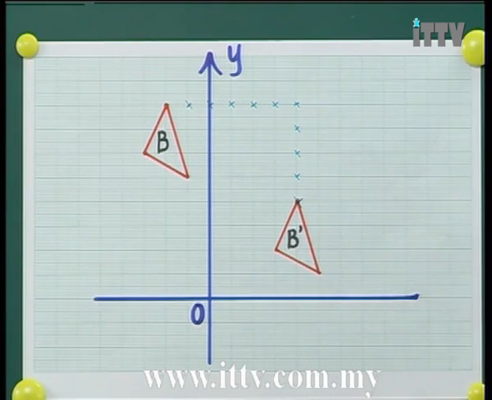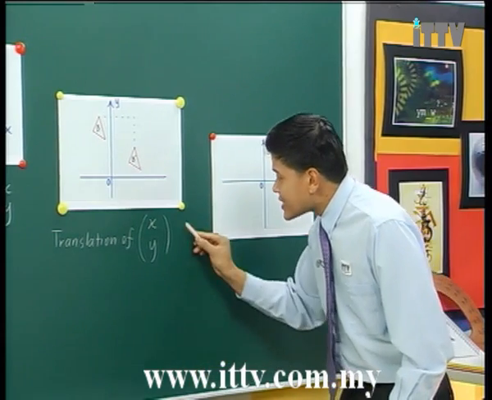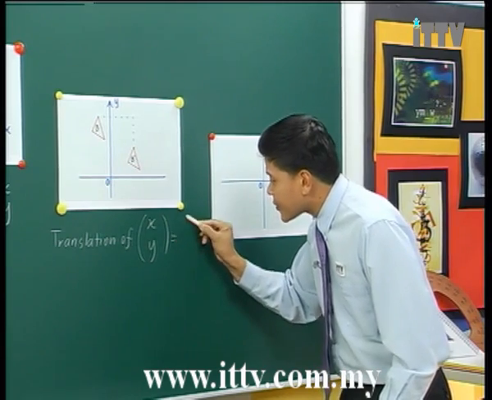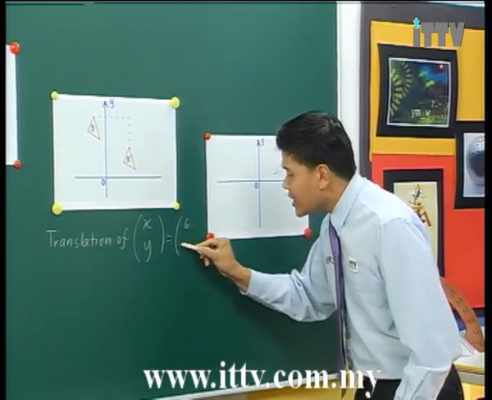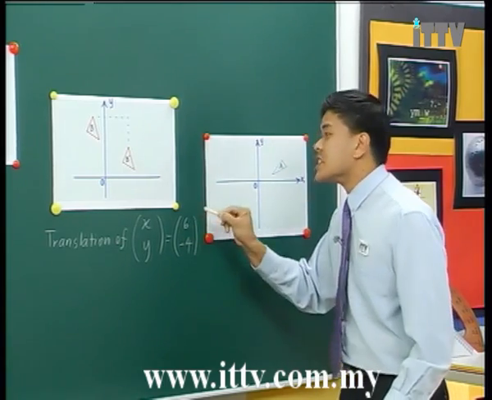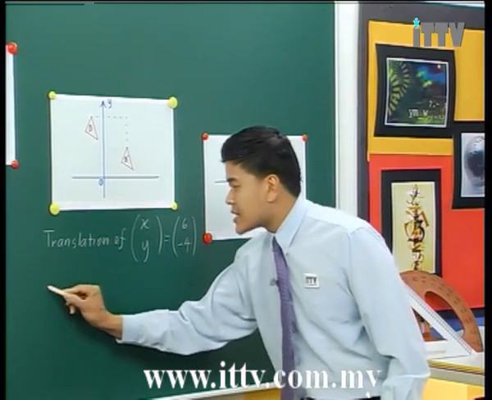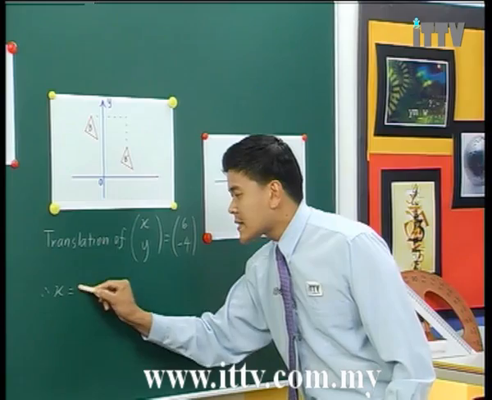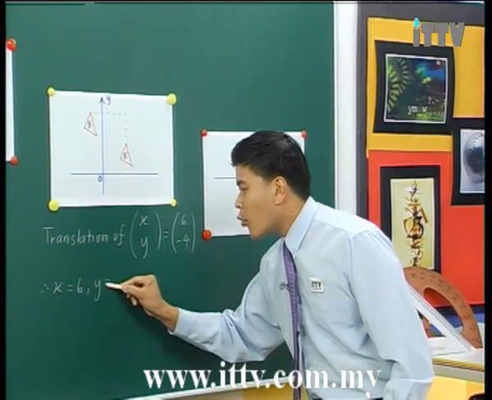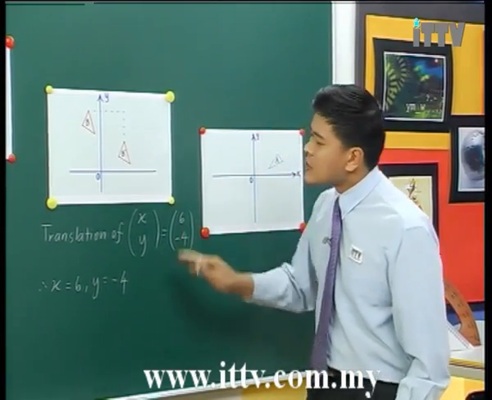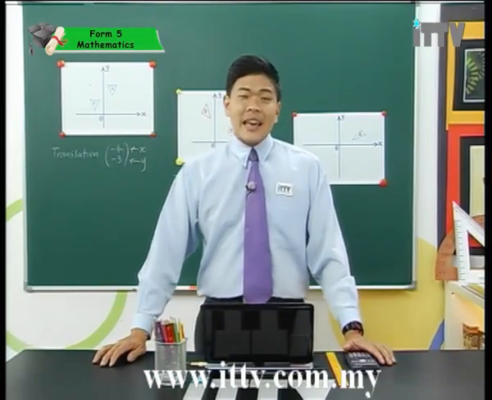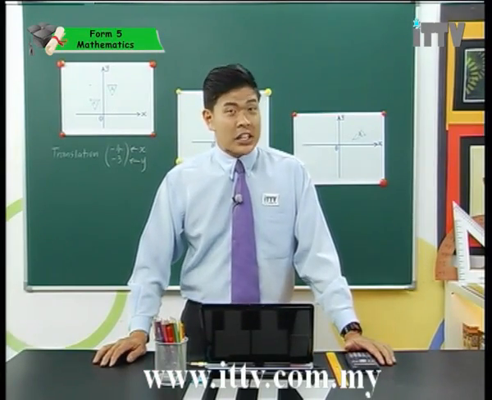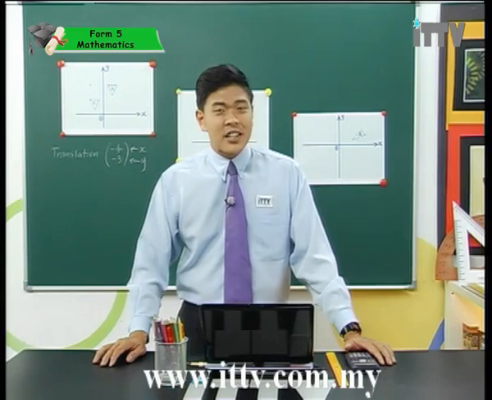So we know that the translation now is actually 6, because it is 6 positive, right? And negative 4, because it is 4 downwards. So that makes our value of X as 6 and our value of Y as negative 4. So in other words, we are just completing the translation. Alright guys, so that is basically a recap on translation. So remember that it is one of the easiest transformations actually.